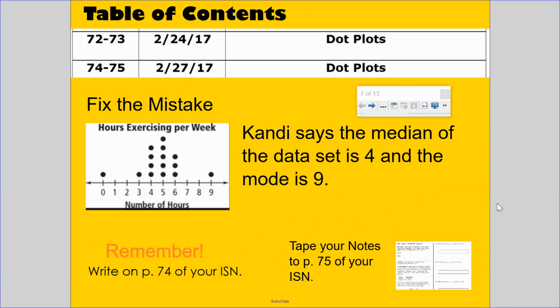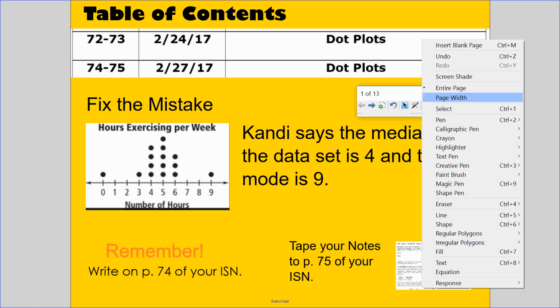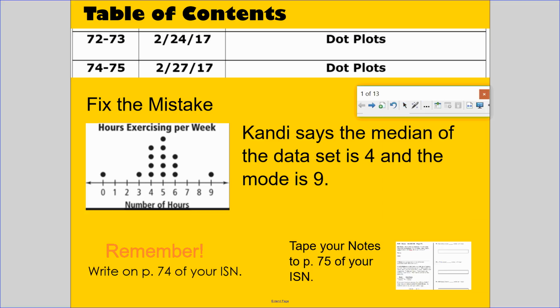This tutorial video is about dot plots and bar graphs. There's a mistake right here in our number routine about Candy. Candy says the median of the data set is 4 and the mode is 9. So let's interpret this dot plot and transform it into numbers.